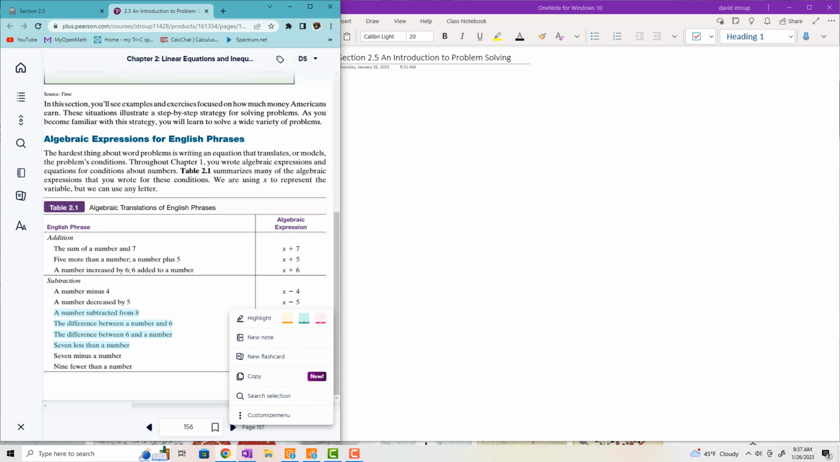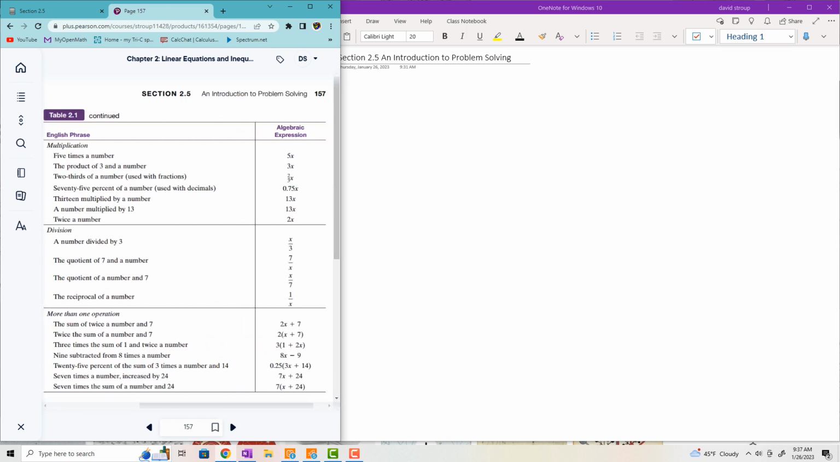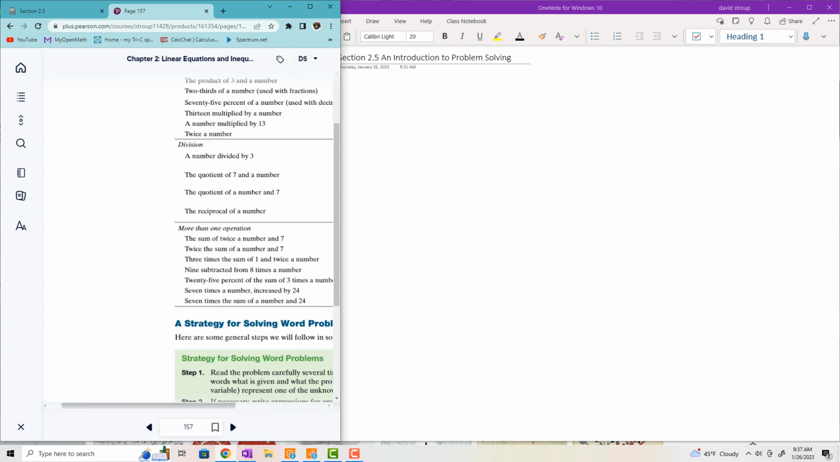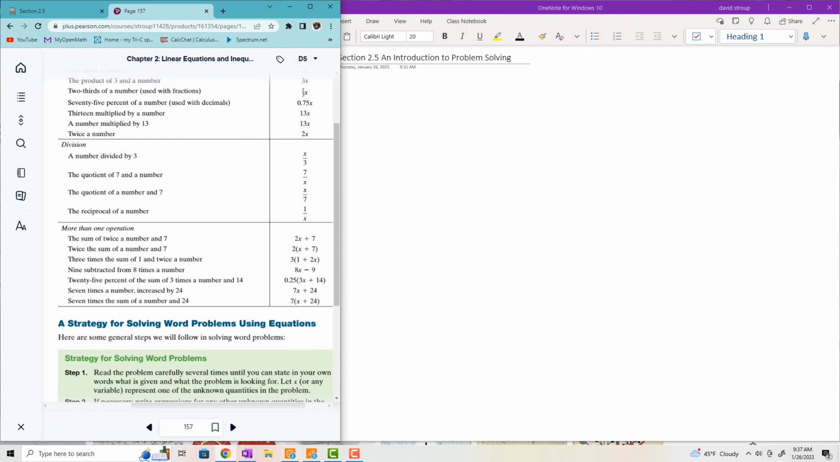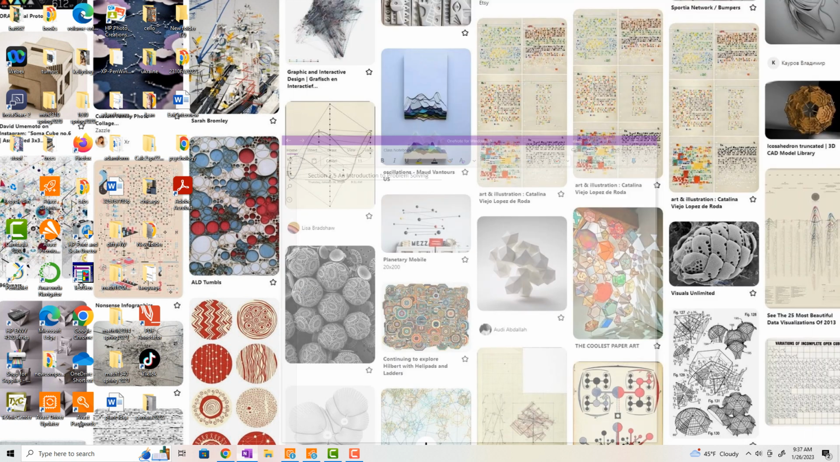And then another bump in the road would be when you get to the bottom of Table 2.1, where you have more than one operation. For example, the sum of twice a number and 7 versus twice the sum of a number and 7. You can see to the right, one has parentheses and one doesn't. So it's really the subtraction issue and then this issue that we need to watch out for in the beginning exercises. So let's dive into those exercises.